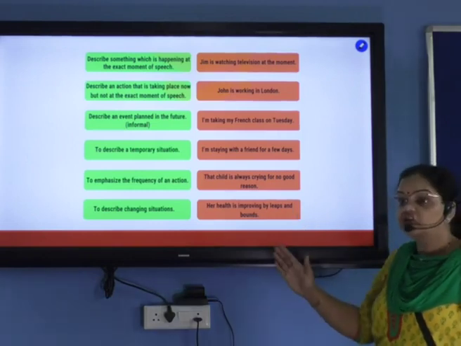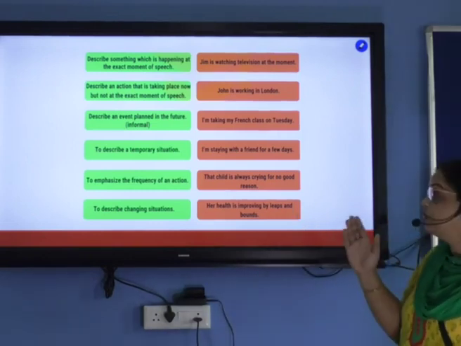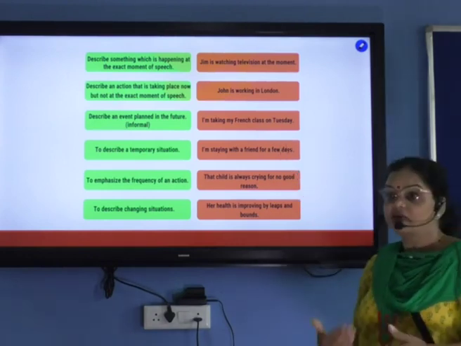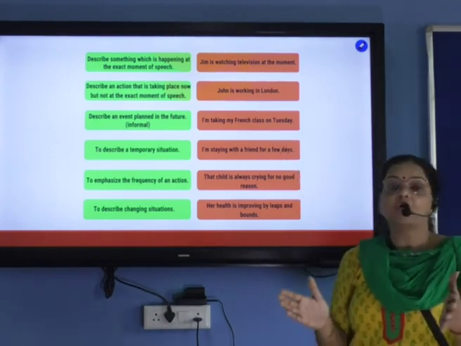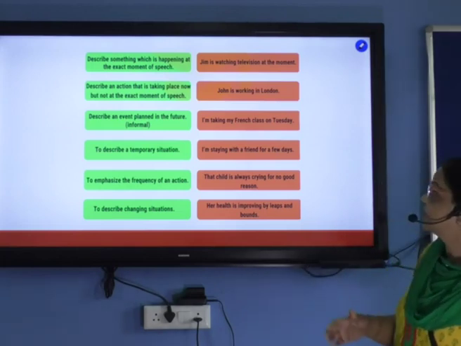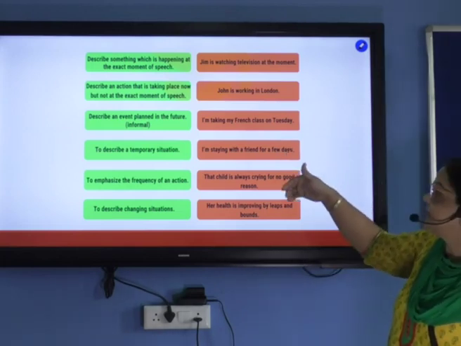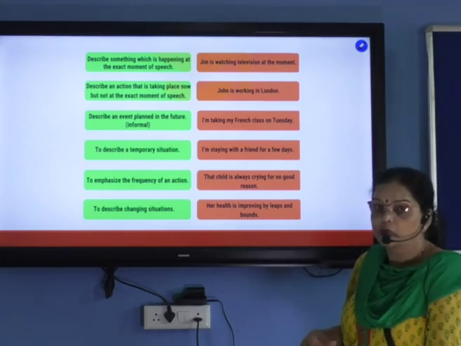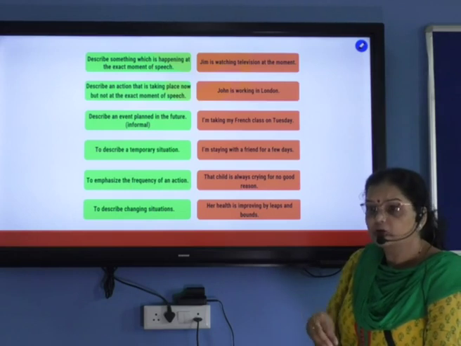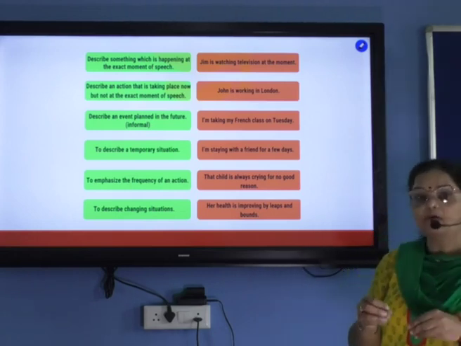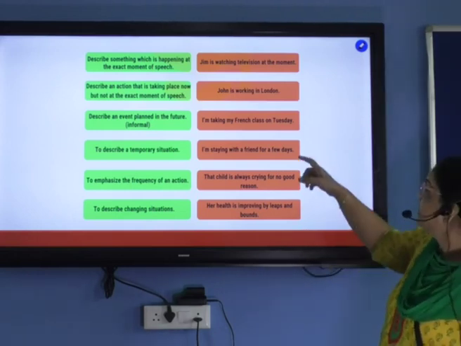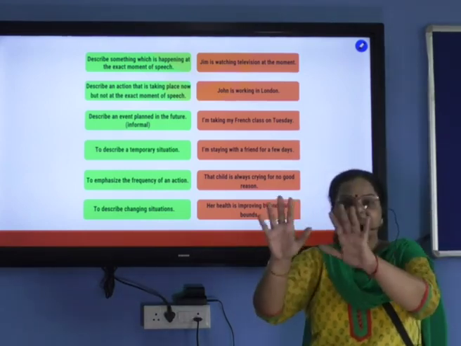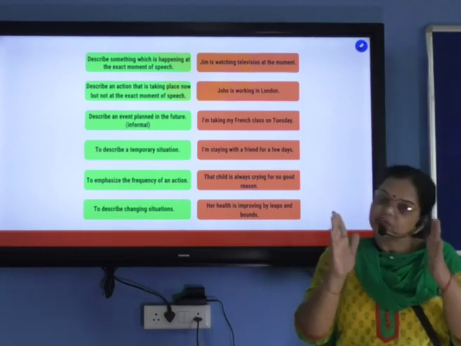Okay, now these are the functions of the present continuous tense. When do we use them? Very simple. To describe, as I told you, whatever we are doing at the exact moment, that is always used in present continuous tense. To describe an action that is taking place now, but not at the exact moment of speech. For that also, when I am doing this, I am not telling that action now, but after some time also it can be in continuous. How? John is working in London. Maybe it is night there, he is sleeping at home, but he is working.